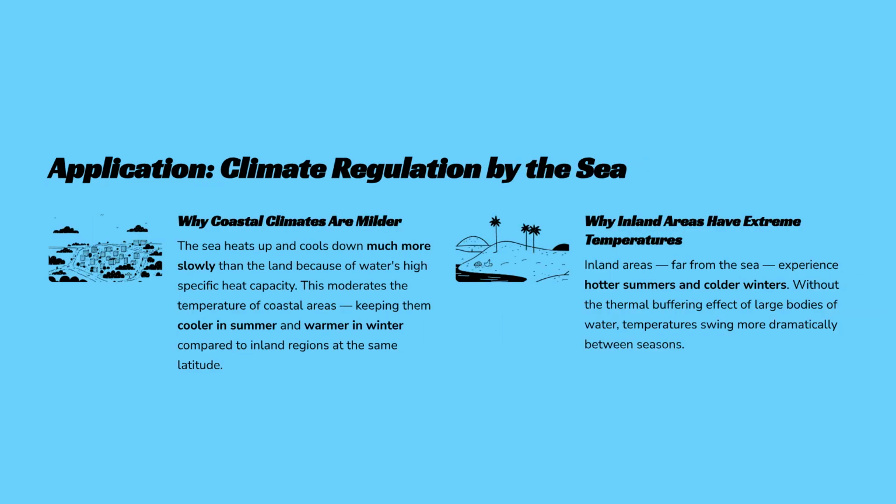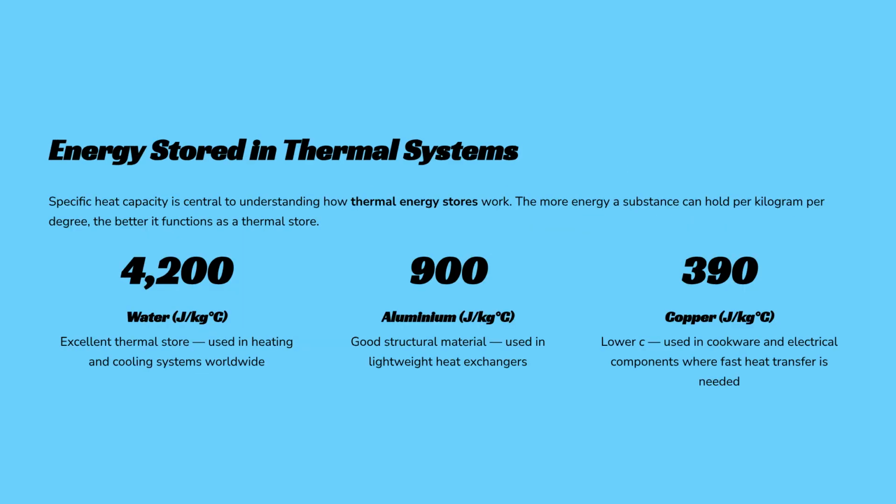Coastal climates are often milder, because the sea heats up and cools down more slowly than the land due to water's high specific heat capacity. This buffers temperatures, whereas inland areas far from the sea experience more extreme seasonal swings. Substances with higher specific heat capacities make better thermal stores. Water, at 4,200 joules per kilogram degrees Celsius, is an excellent choice for heating systems, while metals like aluminium and copper, with much lower values, are better suited for applications needing fast heat transfer.